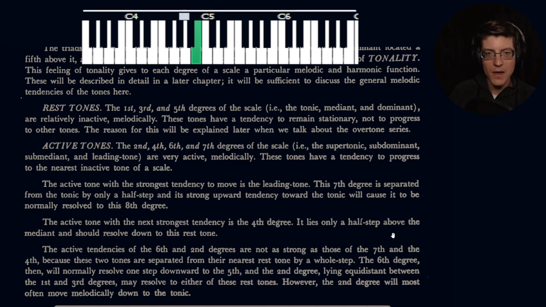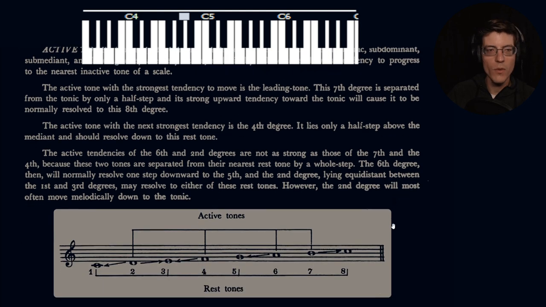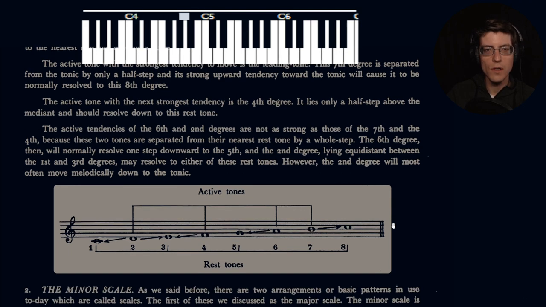Down to the mediant. The active tendencies of the sixth and second degrees are not as strong as those of the seventh and the fourth, because these two tones are separated from their nearest rest tone by a whole step. The sixth degree will normally resolve one step downward to the fifth, and the second degree, lying equidistant between the first and third degrees, may resolve to either of these rest tones. However, the second degree will most often move melodically down to the tonic.